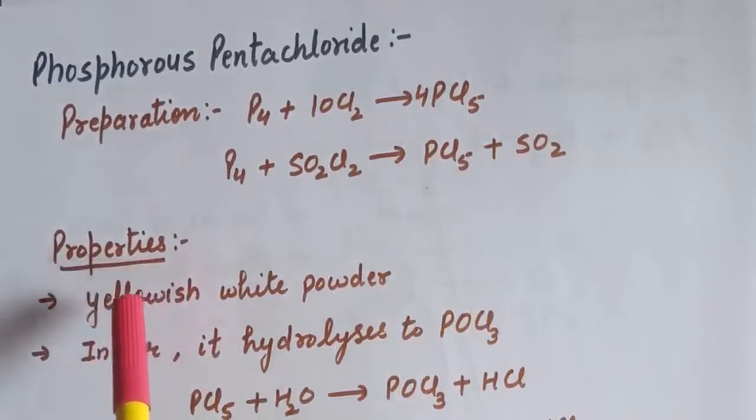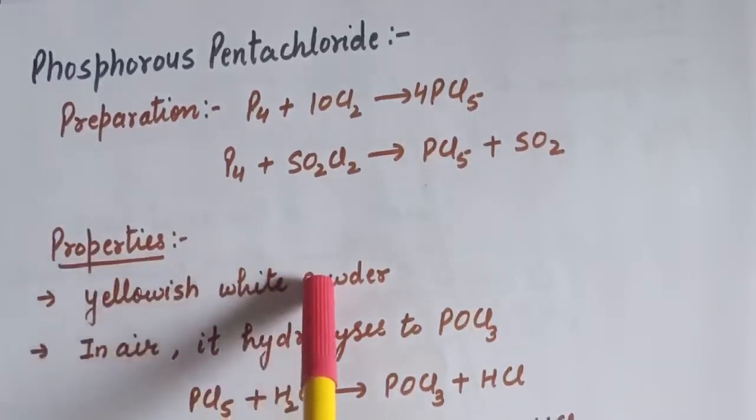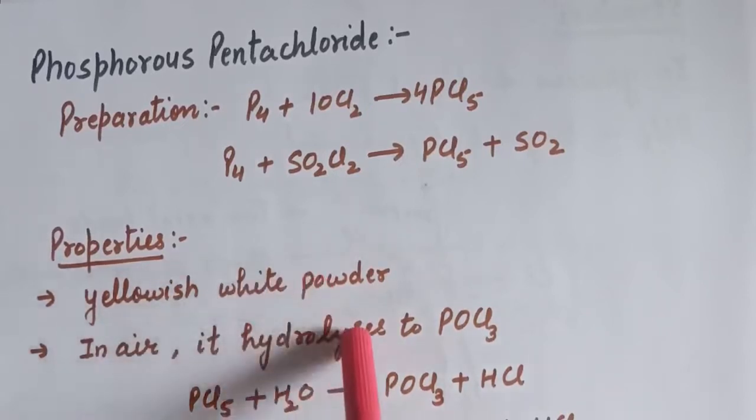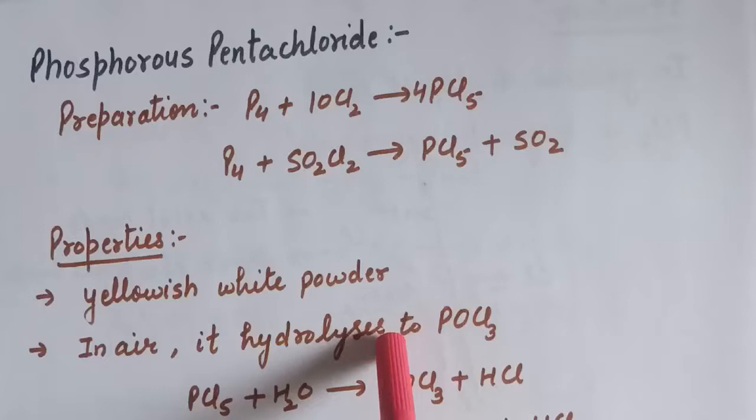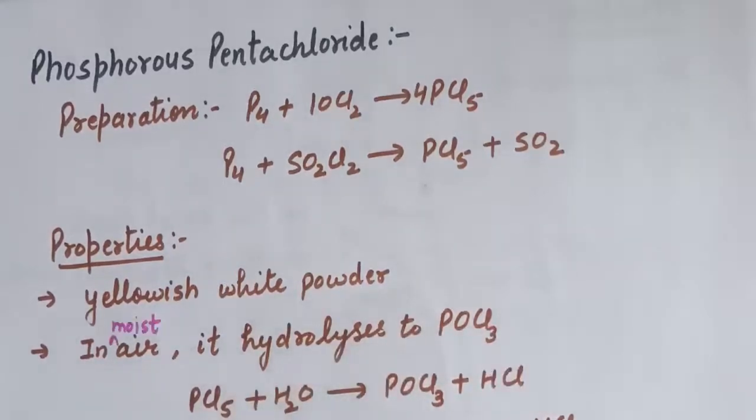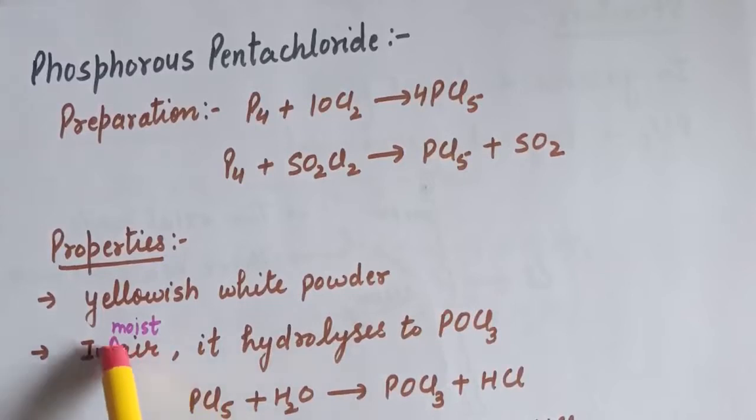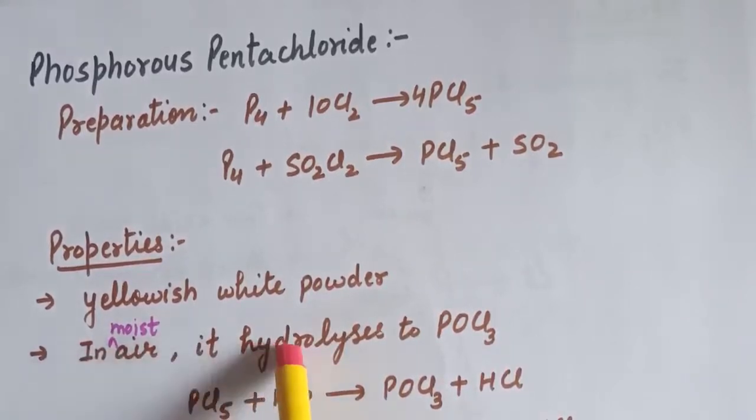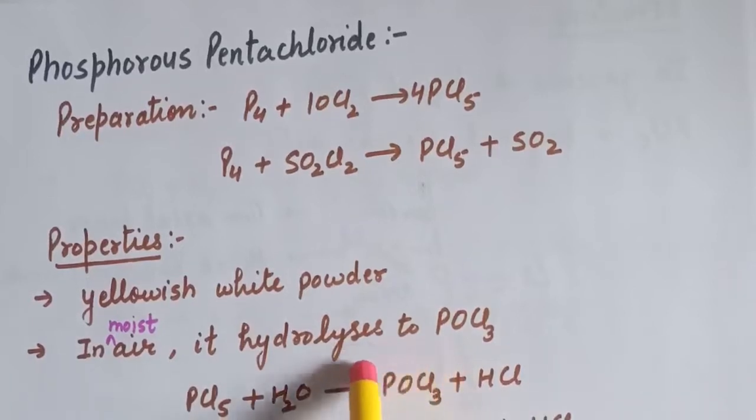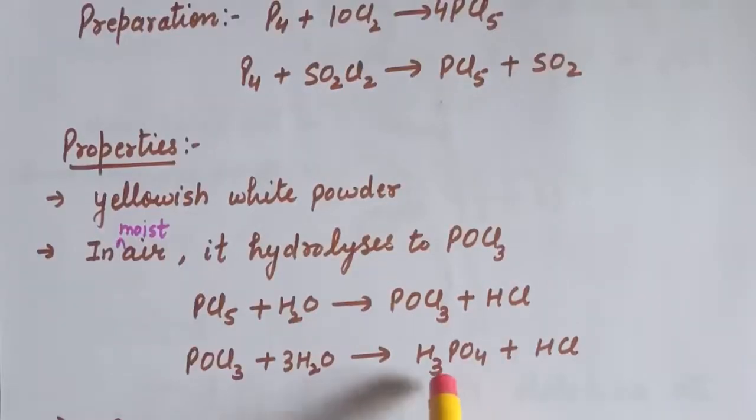So first is, it is yellowish white powder and in presence of water it hydrolyzes and converts to POCl3. That is, in moist air or in presence of water it gives POCl3, but this is not the final product of hydrolysis. It will further react and the final product is H3PO4, that is phosphoric acid.